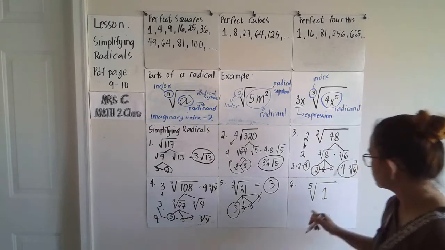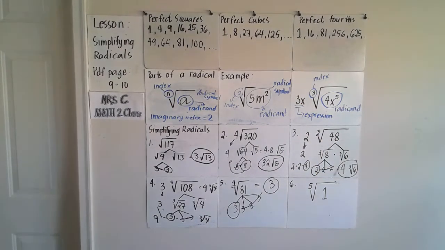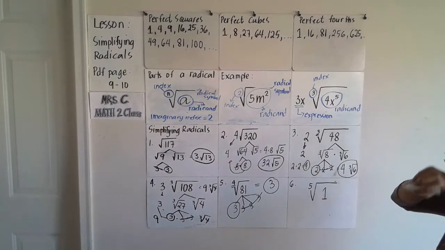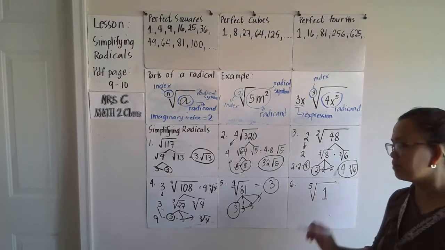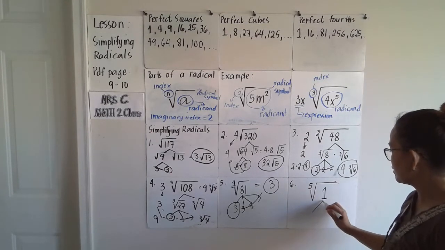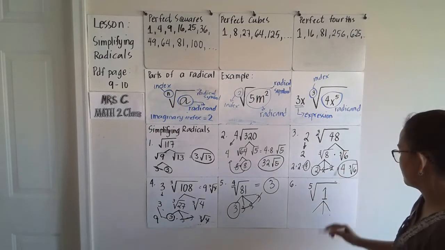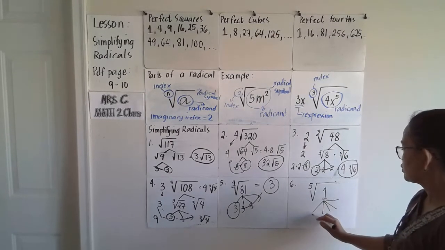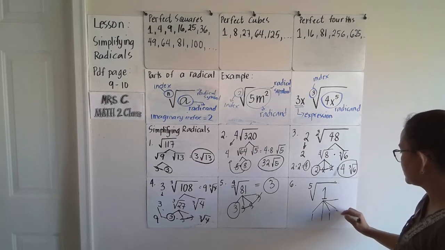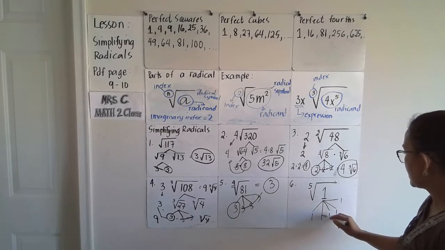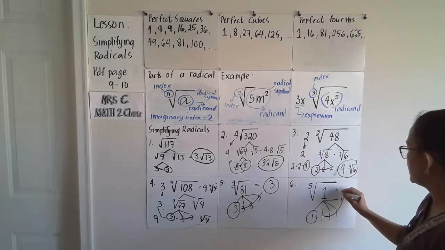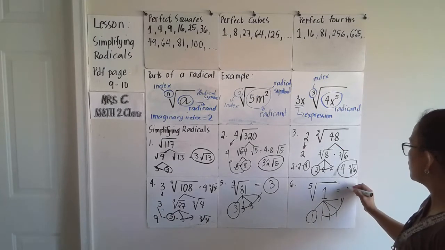Got it? Last would be 5th root. 5th root of 1. It only means that you need to split 1 how many times? You are correct, 5. So 1 times 1 times 1 times 1 times 1. Cancel 4, take 1. The answer is 5th root of 1 is equal to 1.